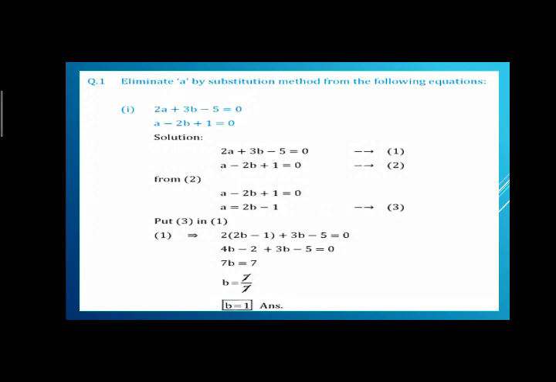So firstly, list out both of these as equations. The first one is equation number 1, the second is equation number 2. Now find the value of the variable you have to eliminate. In this question we eliminate the variable a. So find the value of a from either of these two equations.